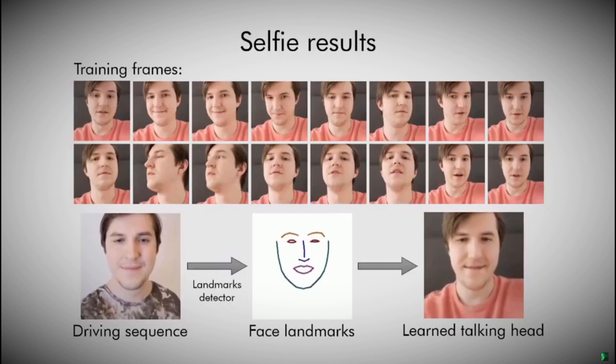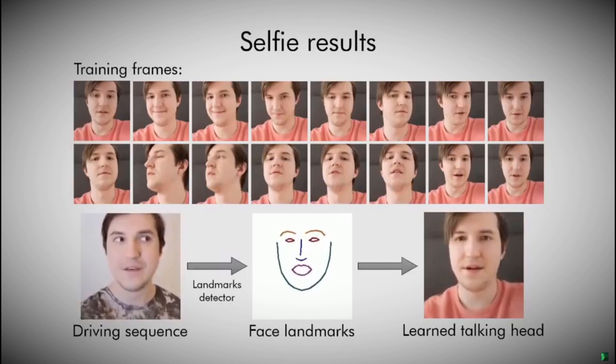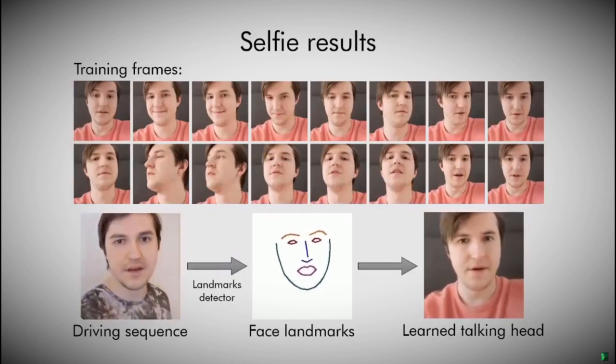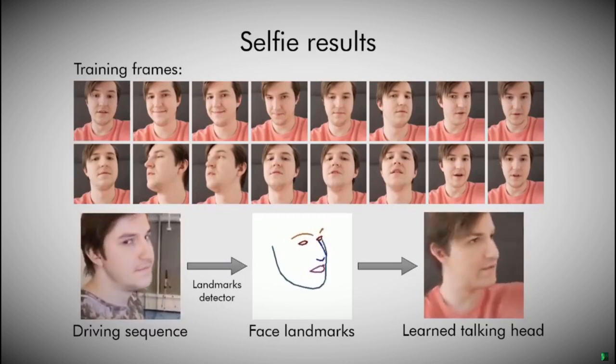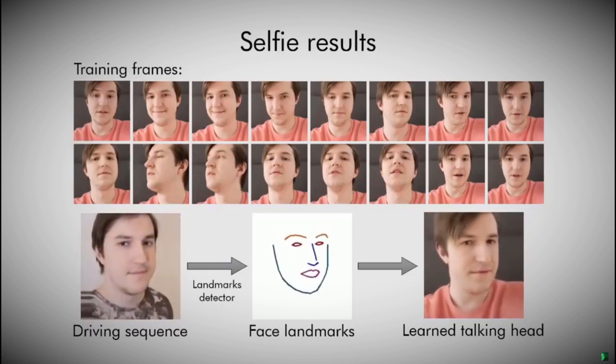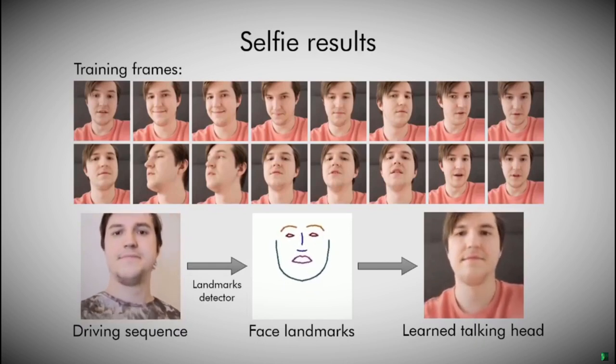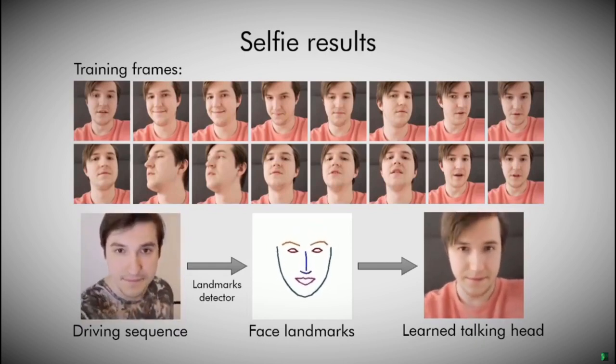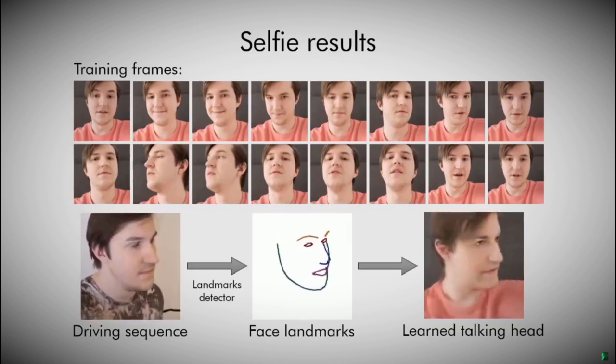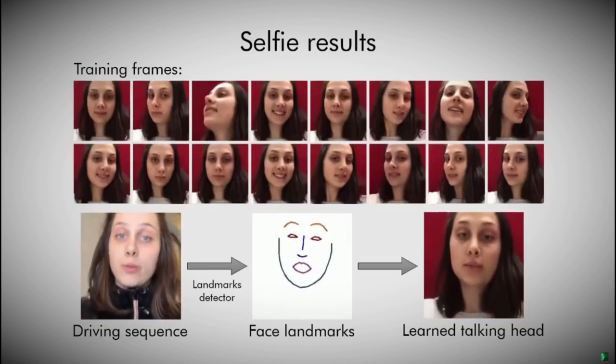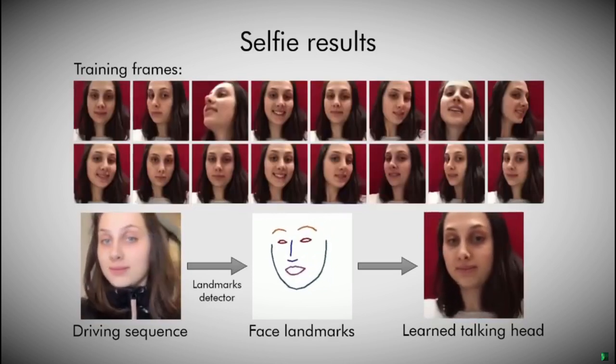We also show how the system generalizes to selfie photographs, which are quite different from YouTube video frames in the VoxCeleb 2 dataset. Here is one more talking head model, learned on 16 selfie photographs.